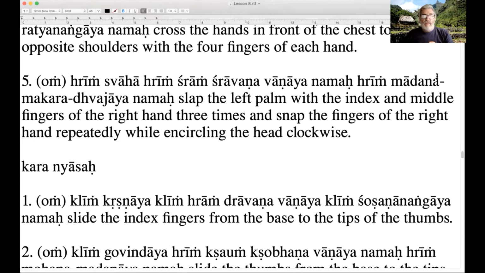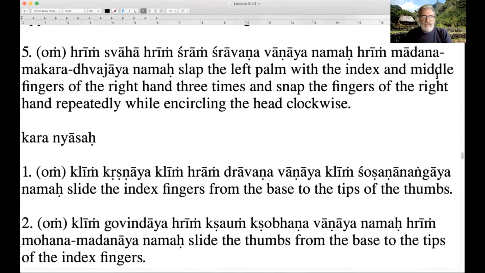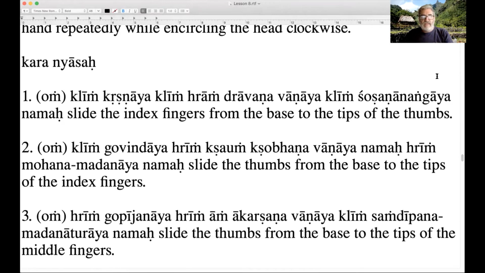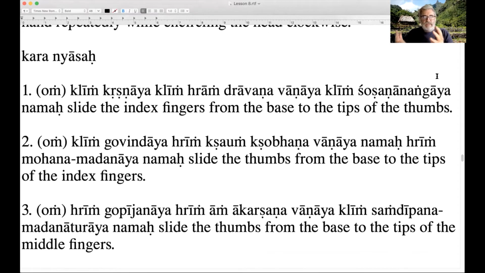Slap the left palm with the index and the middle finger of the right hand three times, and snap the fingers of the right hand repeatedly while encircling the head clockwise. Yes? Okay, so now we're going to talk about a particular type of nyasa. That's the Anga Nyasa. And now the Paranyasa is as follows, on the hands.